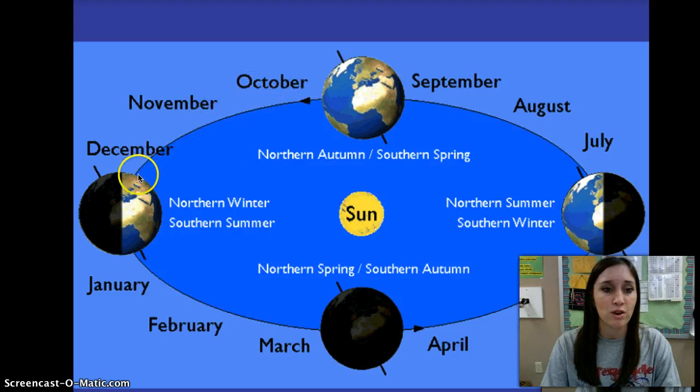And we move over here. During December, we are in winter, right? And they are facing the sun. So they're getting direct sunlight. They are in summer. We move over here. The sun is hitting the equator. And we are now in spring, and the southern hemisphere is in fall.